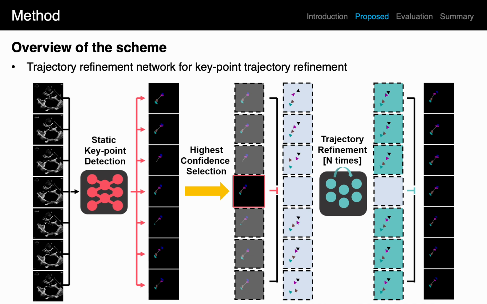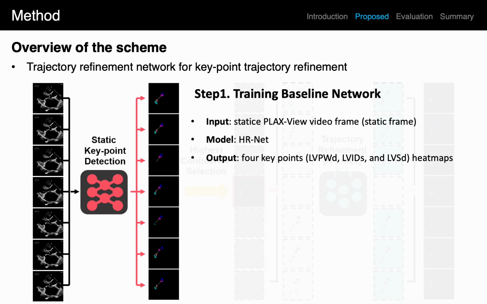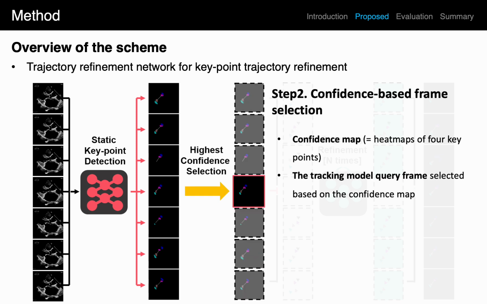This is an overview of our framework. It consists of three main steps. The first step is training a baseline network. We trained a supervised static key point detector based on HRNet, which provides the initial key point prediction for each frame. The next step is confidence-based frame selection.